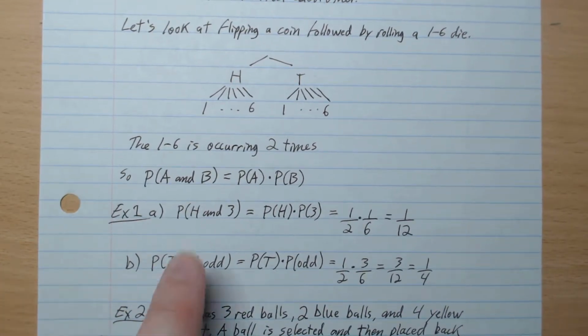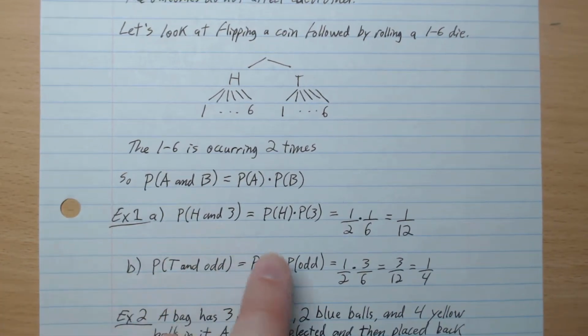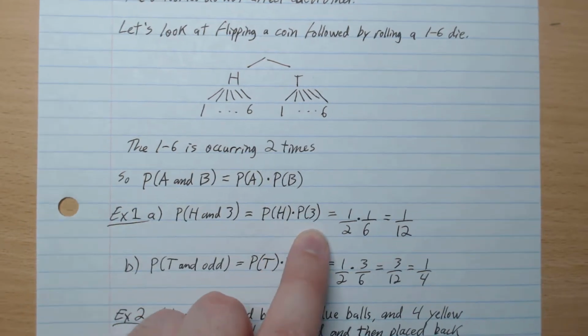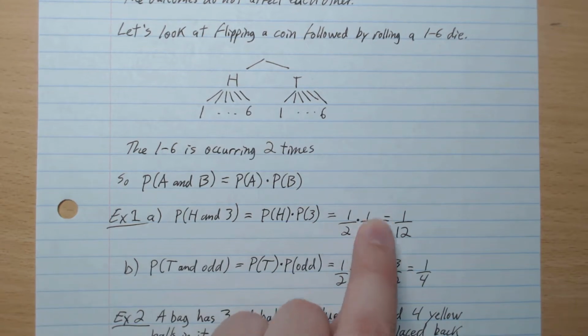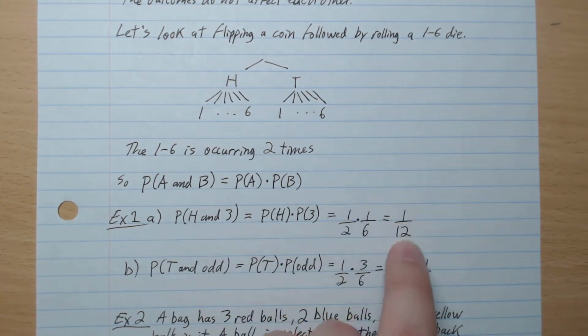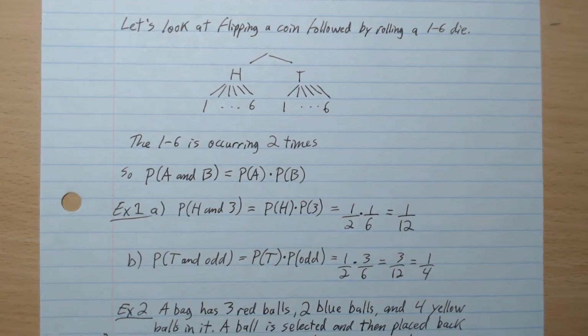So example 1, A: P of heads and 3. This is the same as P heads times P3. P heads in a coin is 1 over 2. P3 on a die is 1 out of 6. And so the product here gives 1 out of 12.